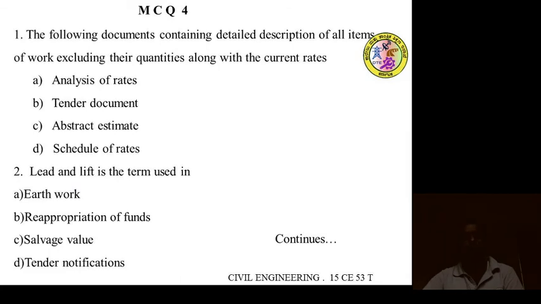Next, this is the end of the session. Next, we go for the MCQ questions.